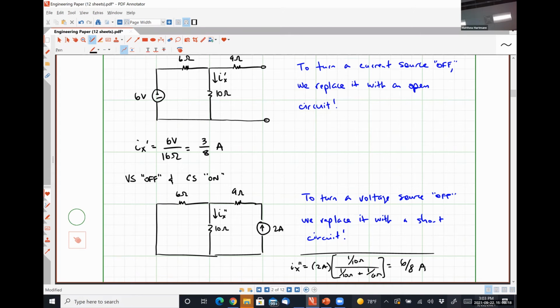So now I can say that my current Ix, which would be the current with both sources on, is simply Ix prime, the current observed with only the voltage source on, plus Ix double prime, which was the current that we found with only the current source on. And if I add 3/8 and 6/8 together, what do I get? 9/8. Is that the exact answer that we saw when we analyzed the circuit with both sources on?